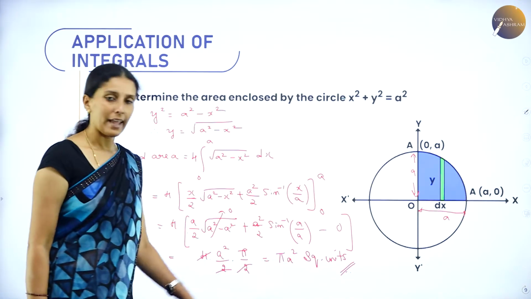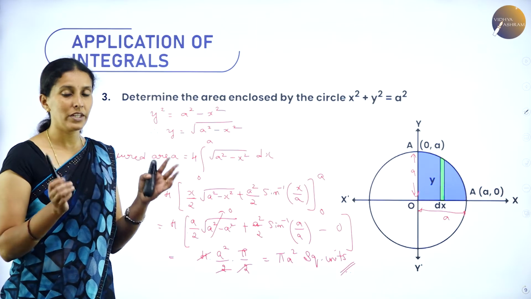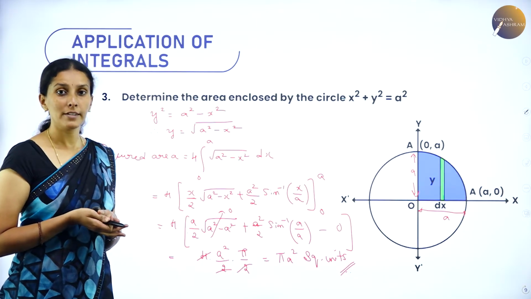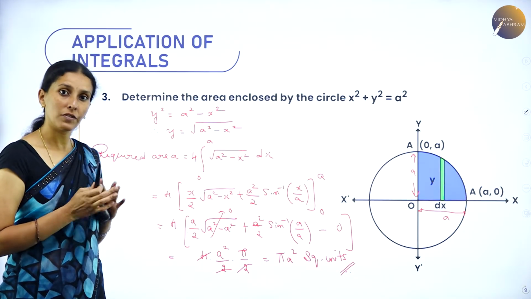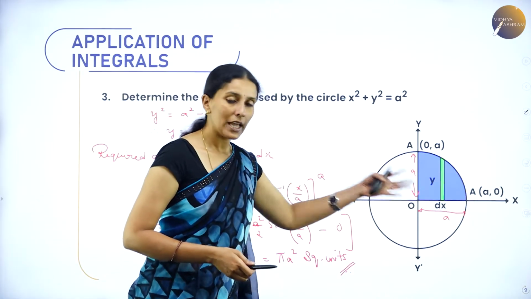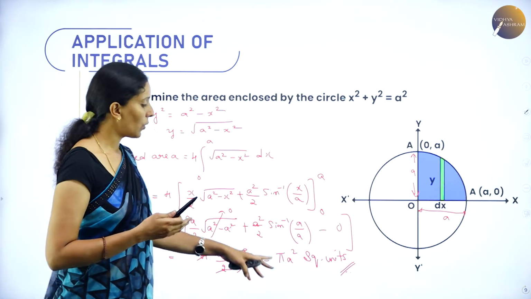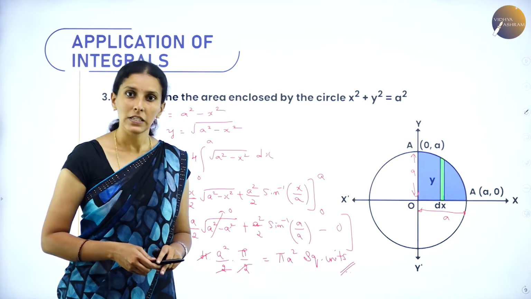So what is a? A is the radius of the circle. So in general, what is the area of a circle? It is pi r square, where r is the radius of the circle. Here we have taken a as the radius of the circle. So therefore the required area is pi a square.